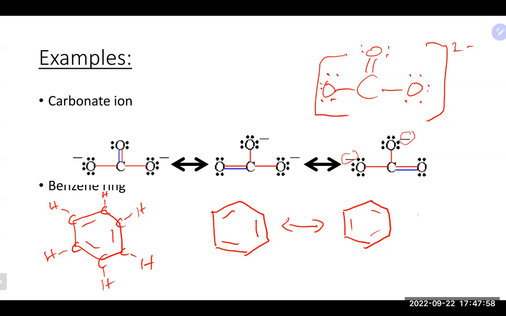A lot of times, or sometimes in lower level organic books, they'll just draw a little circle in the middle to indicate that those double bond electrons are basically moving around and could be at any particular place.